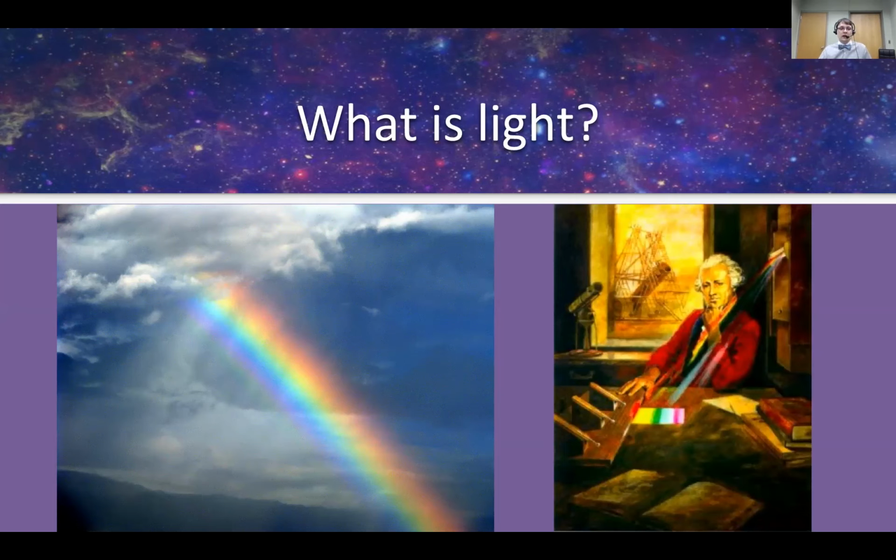So what is light? Well, light is made up of a whole bunch of different colors. If you put light through a prism, you'll see that it breaks the sunlight up into some different colors. We see red through blue, all the different colors of the rainbow.